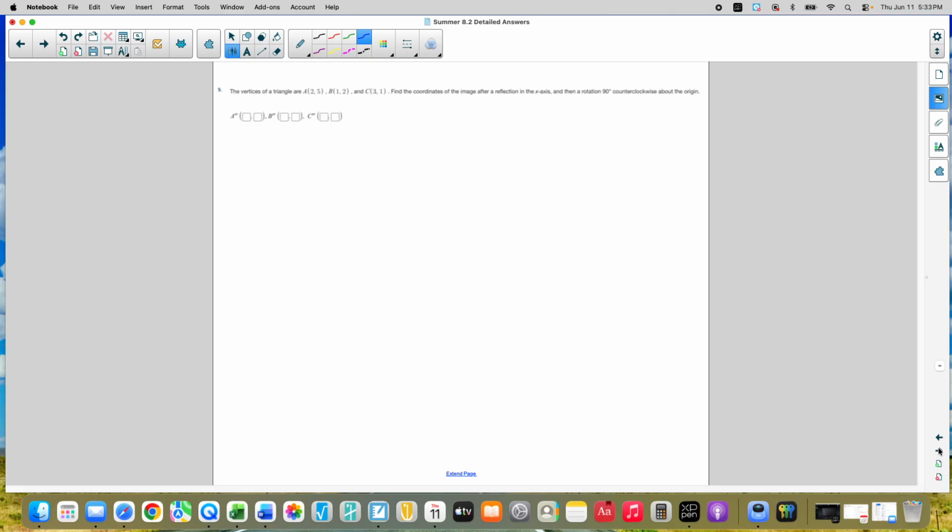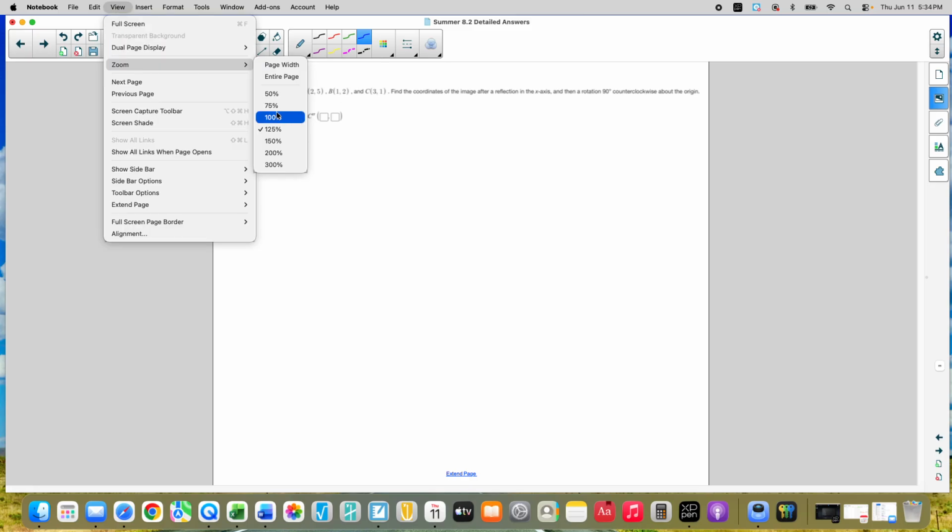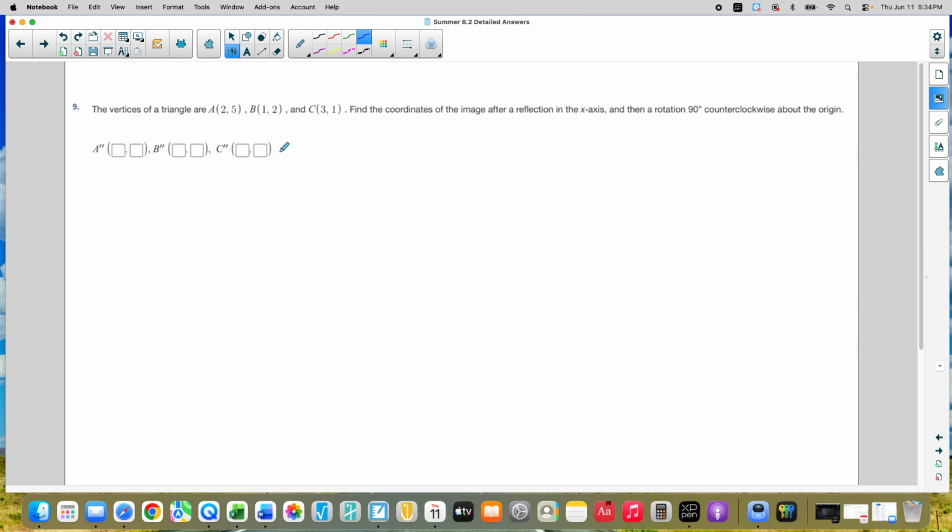The vertices of a triangle are 2, 5, 1, 2, 3. Find the coordinates of the image after a reflection in the x-axis and then a rotation 90 degrees counterclockwise. Counterclockwise this time. So that's important for us to pay attention to.